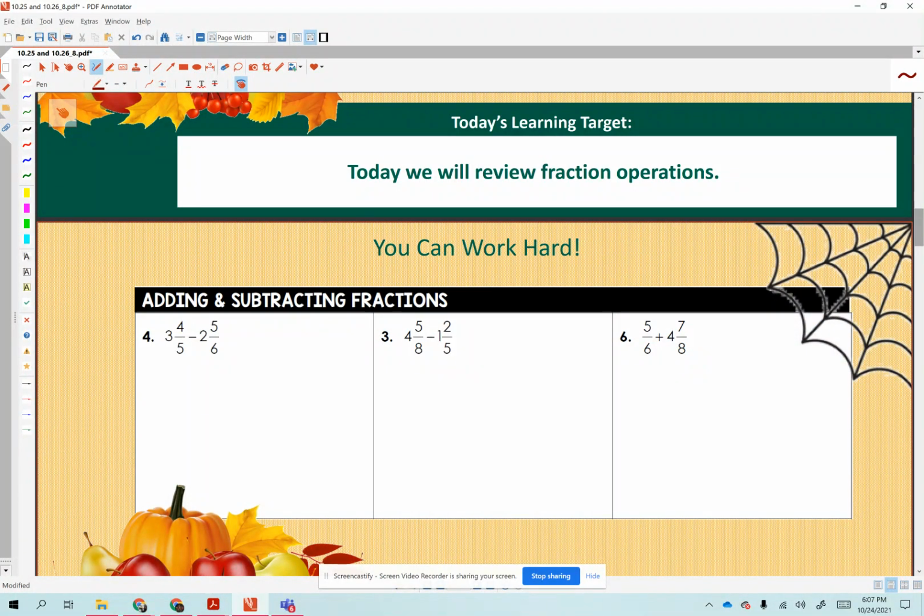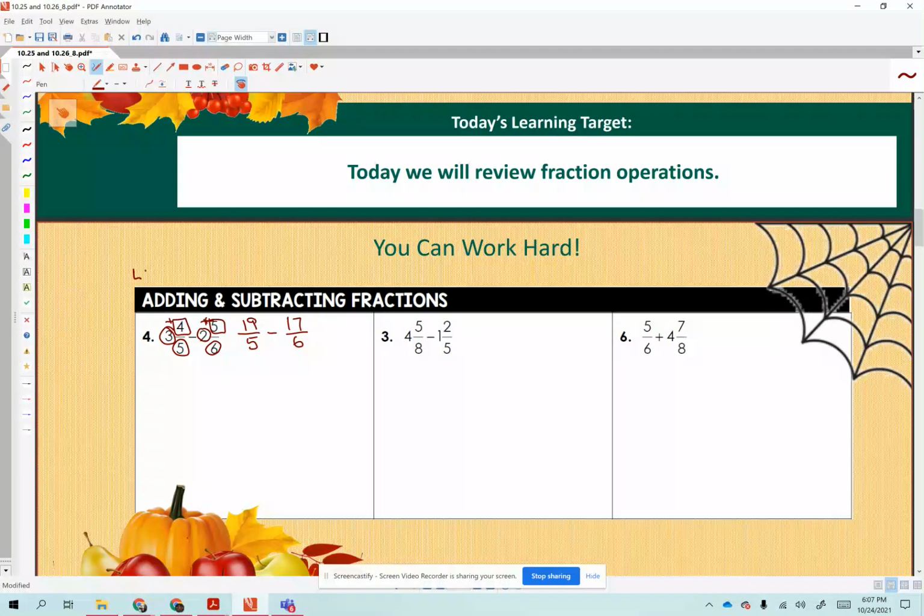So it looks like we have 2 subtraction and 1 addition problems. So we have 3 and 4/5 minus 2 and 5/6. So let's first, we have to get those improper fractions. 5 times 3 is 15, plus that numerator 4 is 19 over 5, minus 6 times 2 is 12, plus that numerator 5 gives us 17 over 6.